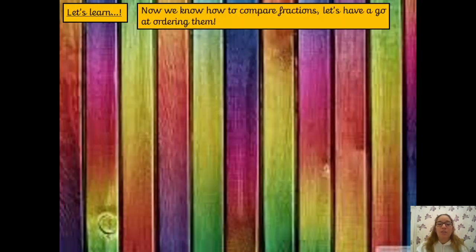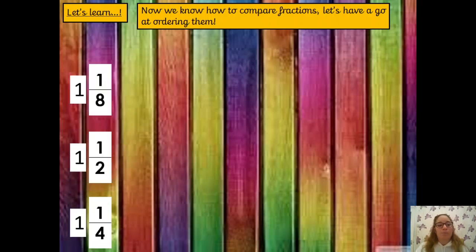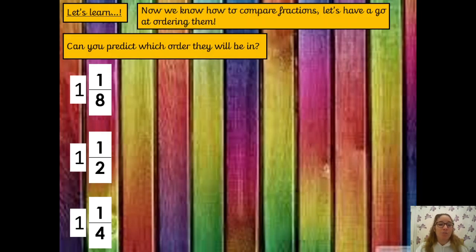Okay, so now we know how to compare fractions. Let's have a go at ordering them. Okay, so you've got your fractions here. Can you predict which order they're going to be in? Okay, have a think about the numbers. If all the numerators are the same, can you predict what order they're going to be in?